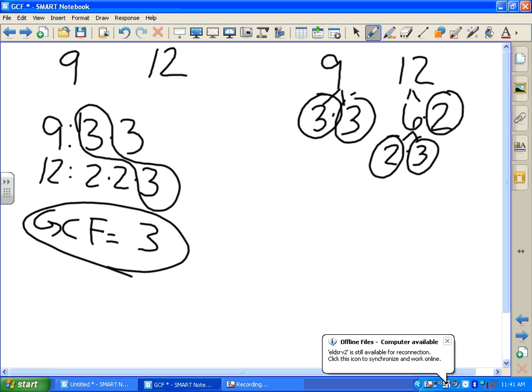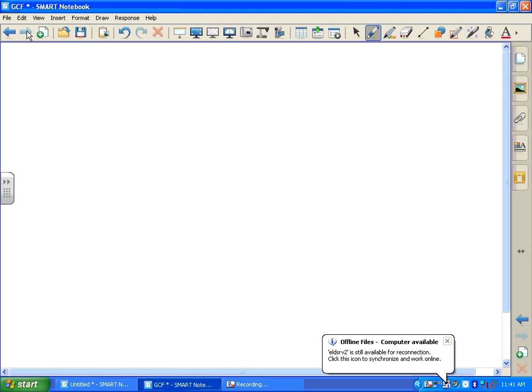Okay, next one. Here we go. Erase your boards quickly. Try this one with me. What is the greatest common factor between 18 and 24? Okay, first step is what? What's my first step? Factor trees. Take 18, take 24.